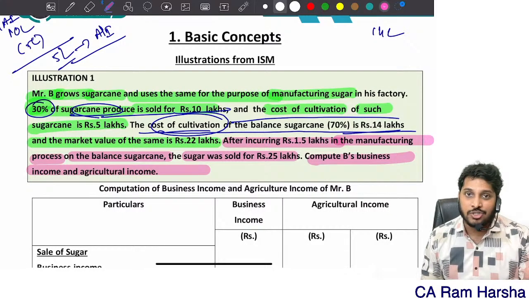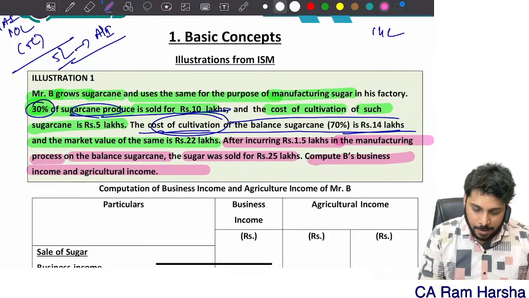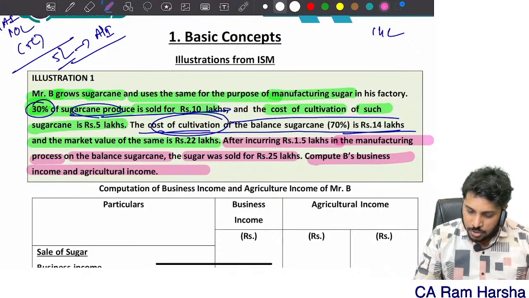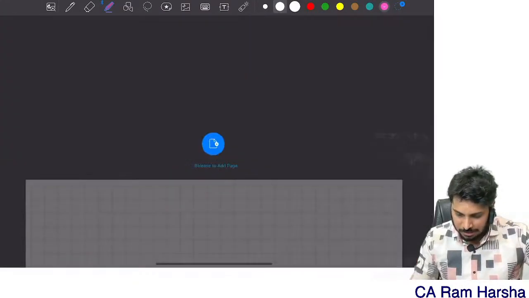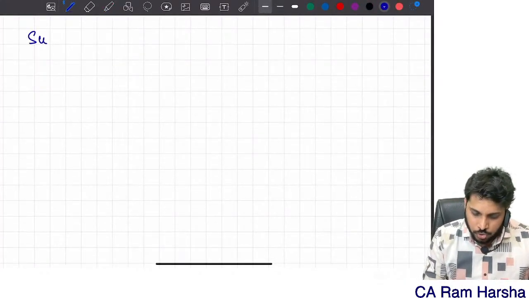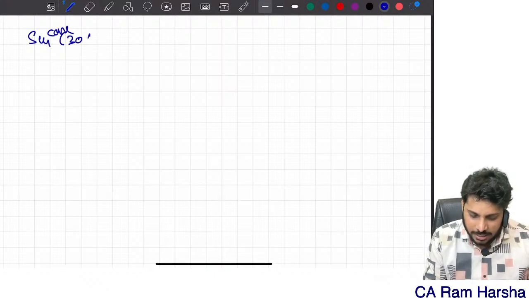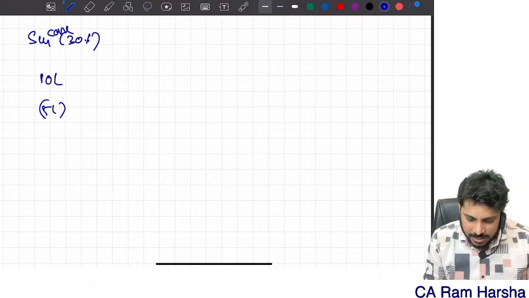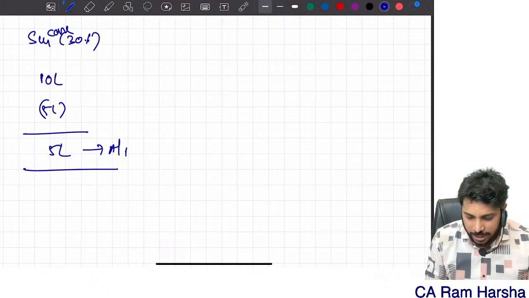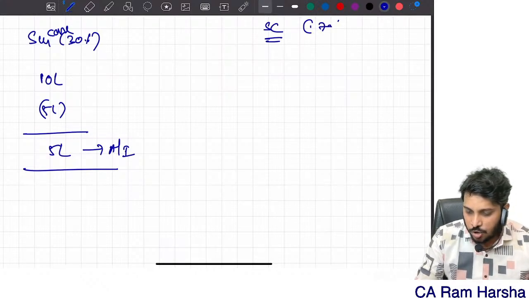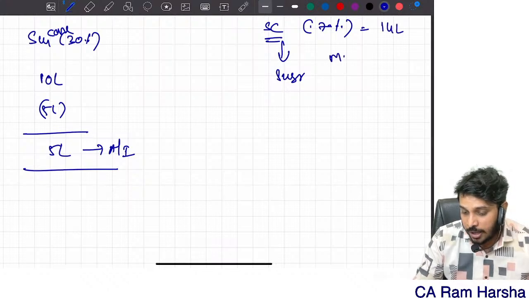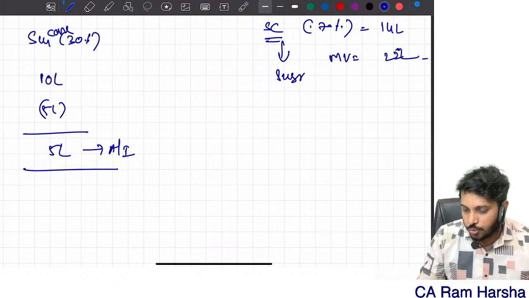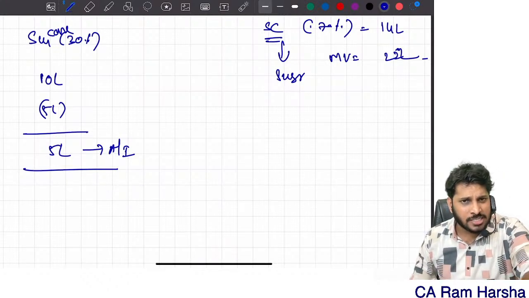Compute business income and agriculture income. Fantastic question. You see, what are they doing here? After incurring, you see now, 30% sugarcane is sold for 10 lakh. What is the cultivation cost? 5 lakh. This is agriculture income. Sugarcane balance is how much? 70%. This is used for producing sugar. What is the cultivation cost? 14. But what is the market value? 22 lakh. This is there in the ICAI book, illustration number 1. You go and see the ICAI book, it is there.